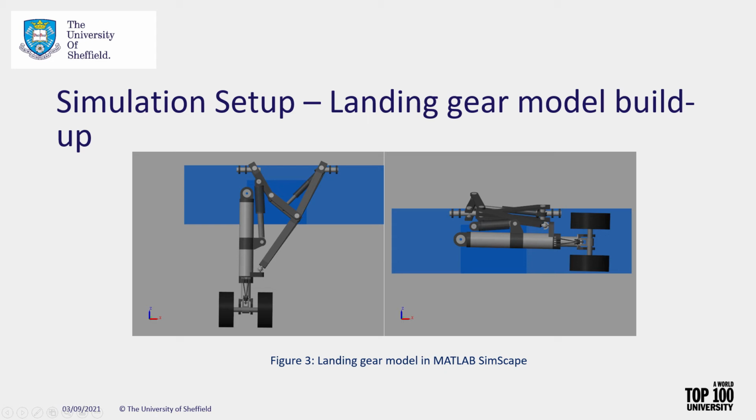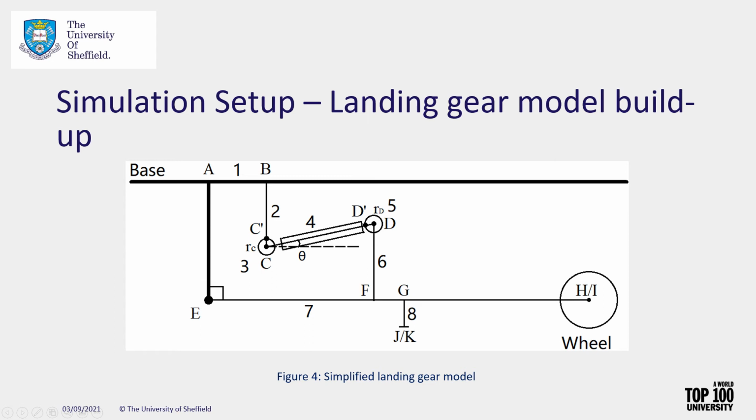The main landing gear is controlled by a hydraulic cylinder, and in the middle of the main landing gear is where the landing gear fairing is installed. To simplify the model, only the main landing gear and the hydraulic cylinder are considered in the model. Figure 4 shows the simplified landing gear model.